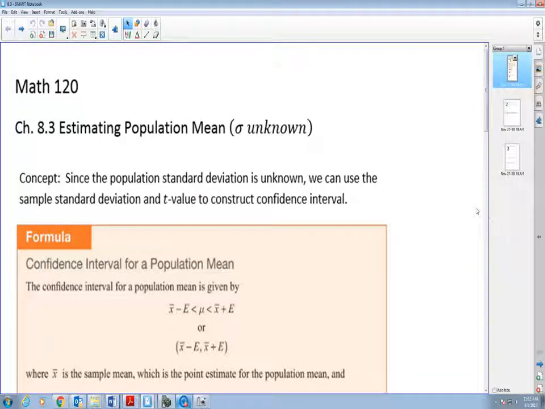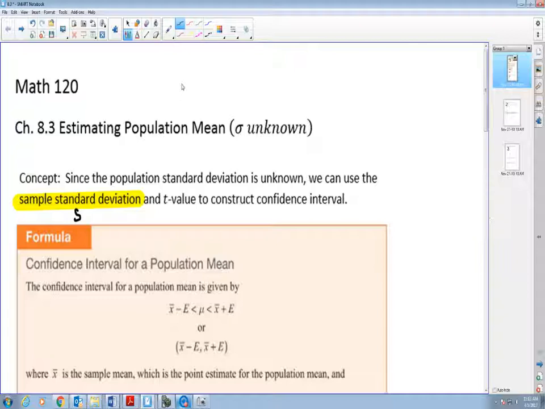In this lecture video 8.3, we're going to talk about how to estimate the population mean where the population standard deviation is unknown. Since the population standard deviation is unknown, what we're going to end up using is the sample standard deviation. Kind of weird, but since I don't know my population standard deviation, we can use the sample standard deviation, which, as you can recall, is denoted as a lowercase s.